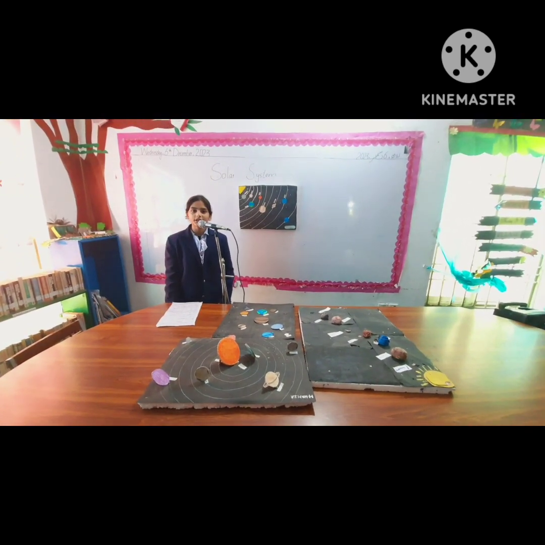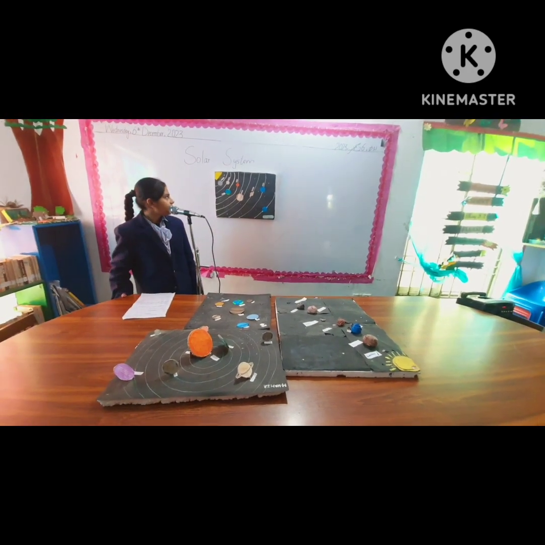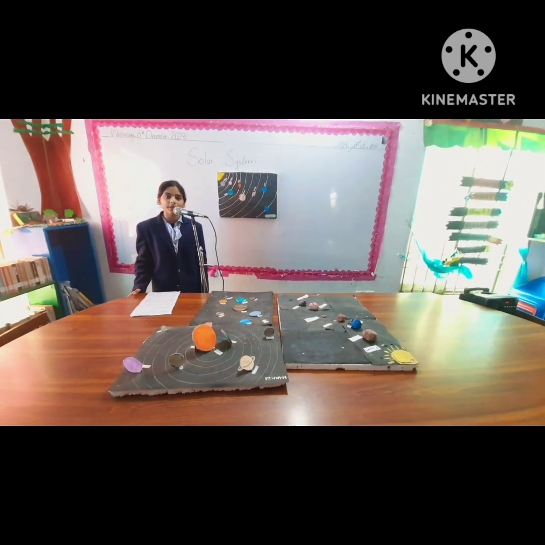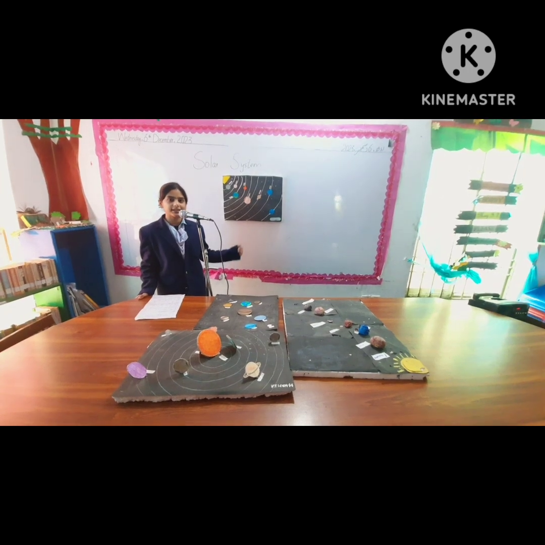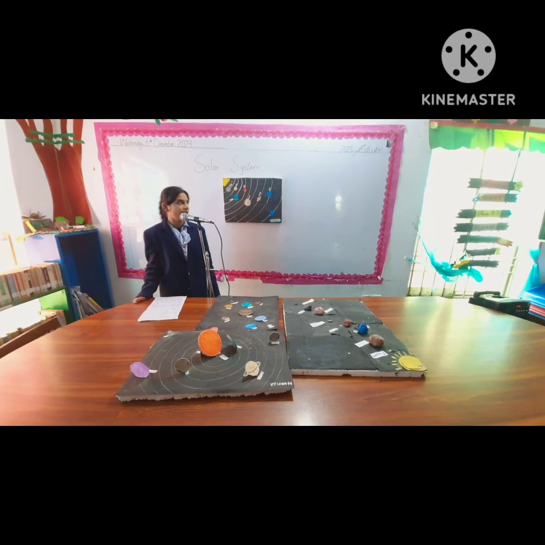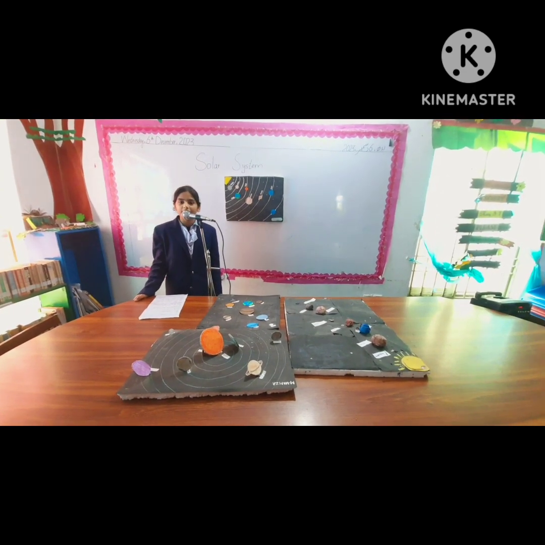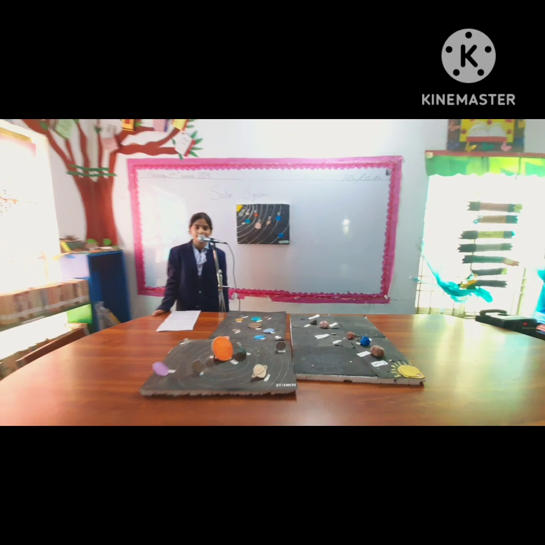Mercury is the smallest and the closest planet to the Sun. Venus is the second planet from the Sun. The Earth is the third, and Mars is fourth. Jupiter is the biggest planet of the solar system.